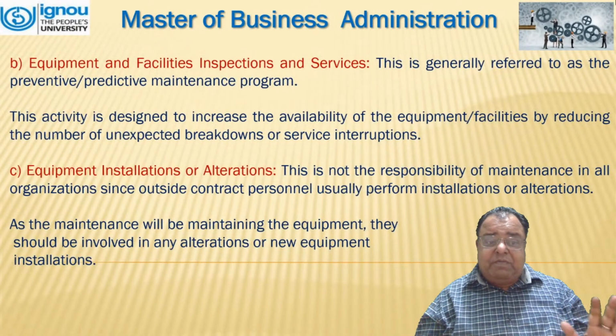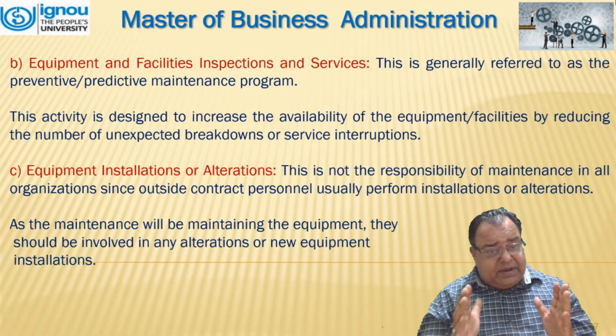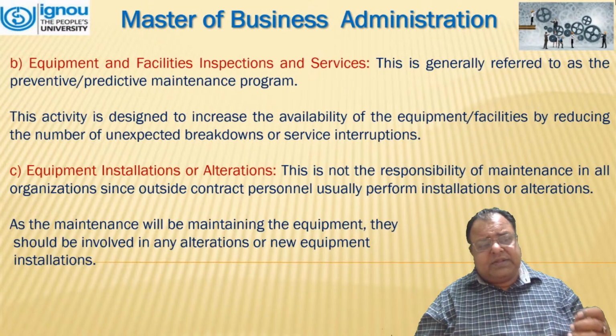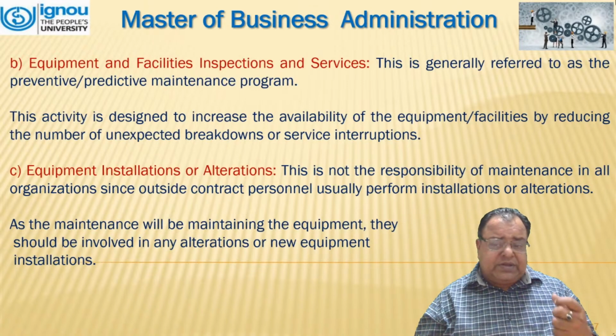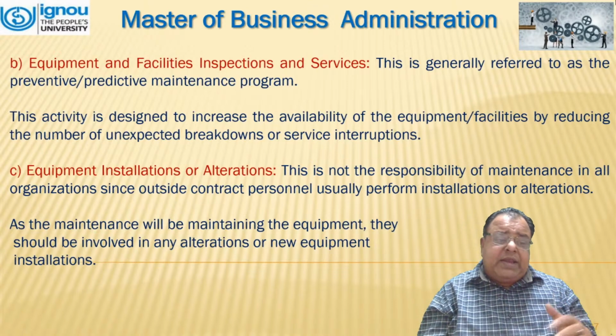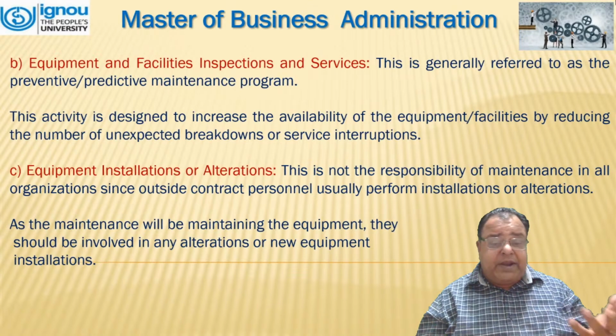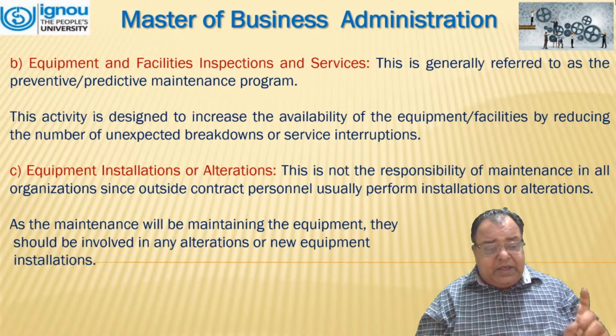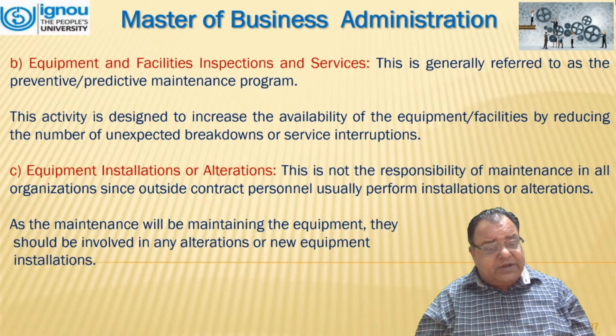Second one is equipment and facilities inspection and services. And this is generally referred to as the preventive or predictive maintenance program. This activity is designed to increase the availability of equipment, facilities by reducing the number of unexpected breakdowns or service interruptions. Third one is equipment installation and alterations.